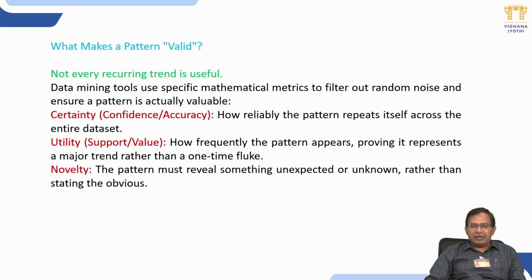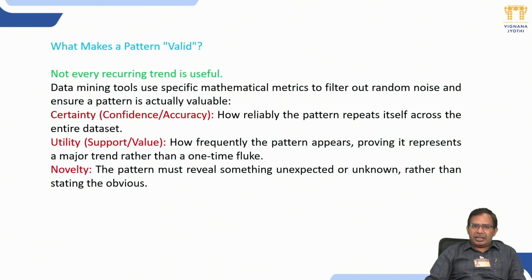What is certainty? It is defined as confidence, accuracy: how reliably the pattern repeats itself across the entire data set. It is the confidence that the overall decision made is correct. Then utility, also called the support value: how frequently the pattern appears, proving it represents a major trend rather than a one-time fluke. It appears very frequently, whose presence is high rather than appearing just once. That is the utility, the support value.